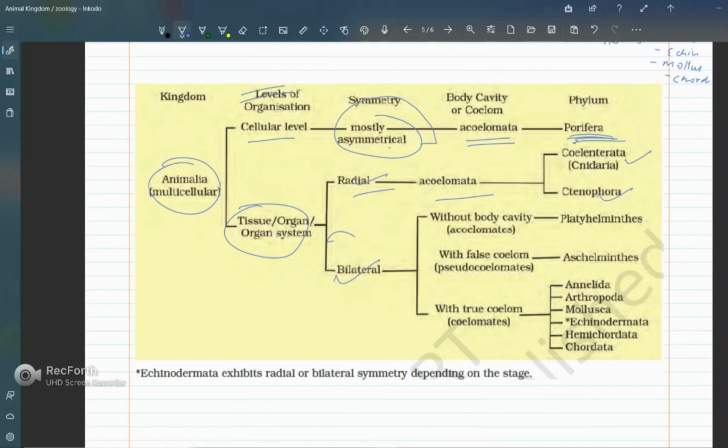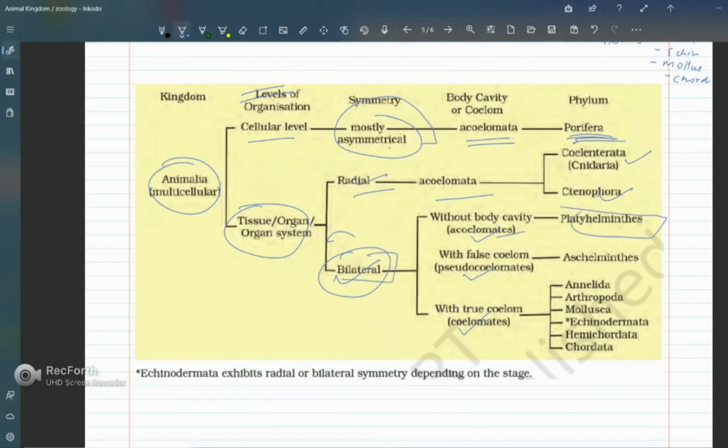When we discuss coelenterates and ctenophora, you will come to know that these two phyla share a lot of common characteristics. That is why if I say Coelenterata, it automatically also means phylum Ctenophora, because their characteristics are almost similar. Now, organisms with tissue or organ system level of organization that have bilateral symmetry can be acoelomate, pseudocoelomate, or have a true coelom.